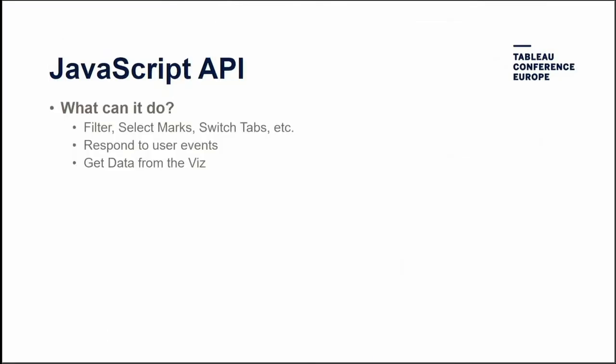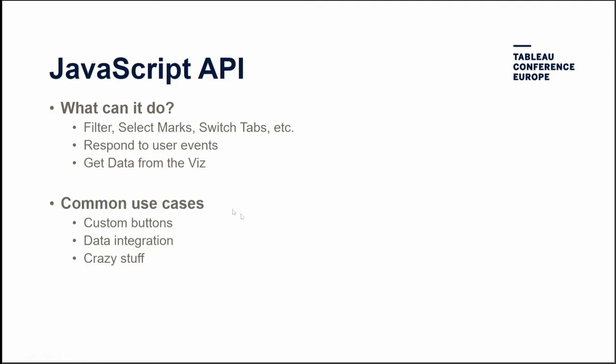So what kind of things can we do with the JavaScript API? We covered a few. We can filter marks, select marks, switch tabs, as I said. We can respond to user events. I think it's critical. If you think about the extensions API, that's all it's doing. It's listening to what's happening with users clicking around. So that becomes a critical thing with the event management. And we can get data and do crazy stuff.